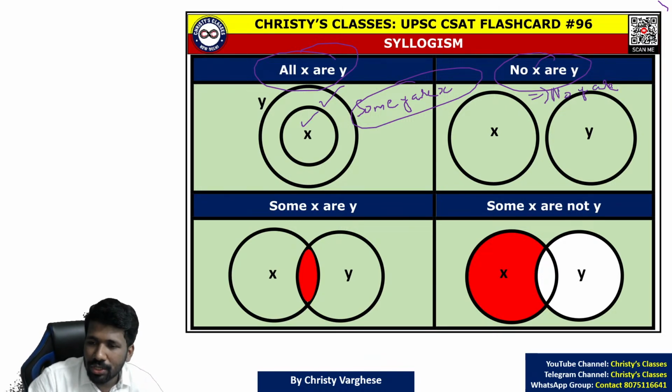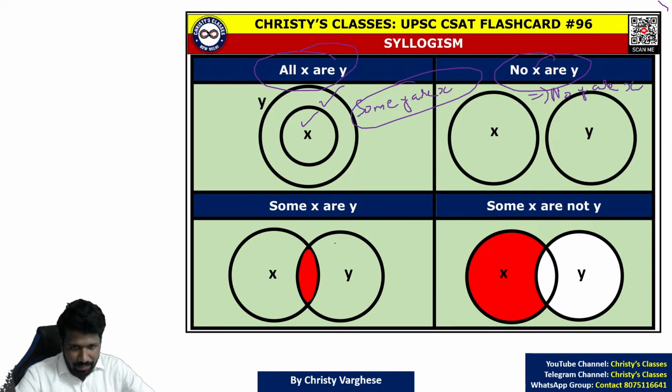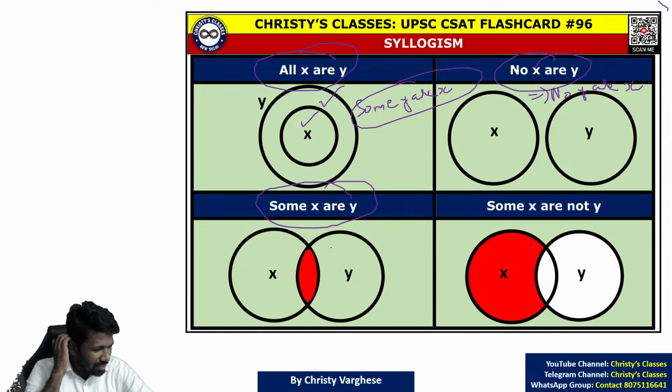No boys or girls means no girls or boys is also correct. And some x or y also means some y or x. Some cricketers are good human beings. That means some human beings are cricketers also, we can say. Are you getting the point?